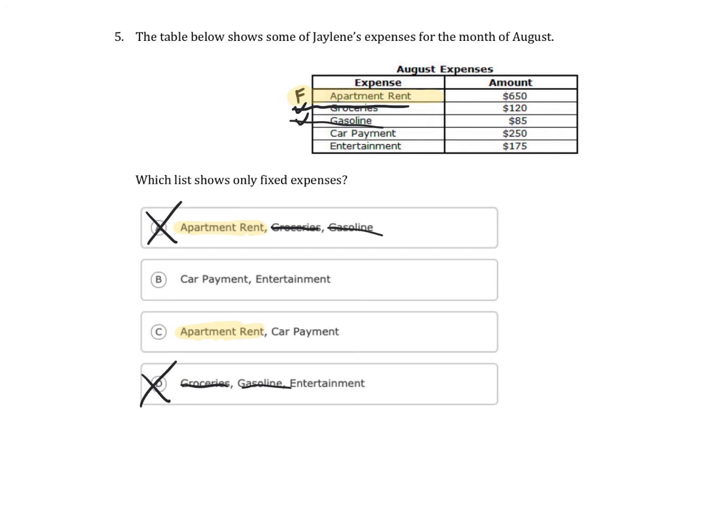Next one, car payment. Car payment is the same as an apartment. You typically sign a certain amount of years that you pay it on, and you pay the same amount every month. So that would be a fixed expense. So let's highlight that yellow because we want to keep our fixed expenses yellow.